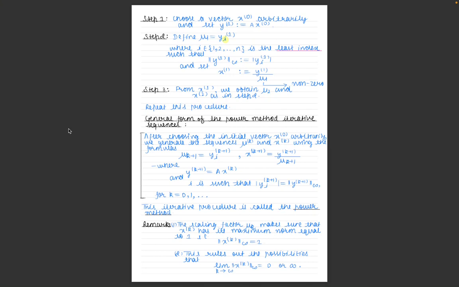Second, when this iteration xk has norm 1, it rules out the possibility that limit xk being 0, or rather I should say 0 or infinity. So it cannot happen because the scaling factor that we have introduced ensures this. Okay.